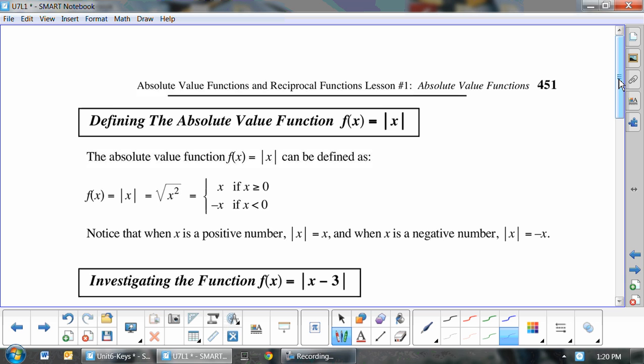So if you're making a study sheet, this is something good to put on it because it's the basic piecewise function, and it also shows that absolute values are always positive. Okay?